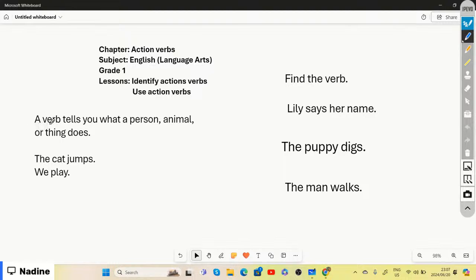So once again, a verb tells us what a person, an animal, or thing does. And if we look at an example, it says the cat jumps. So if you were to ask yourself, what is the cat doing? If you answer what the cat is doing, then we can say the cat jumps. So only jumps, not cat jumps, only jumps is our verb. And then we play, right? So play is our action that we're doing, the doing word.